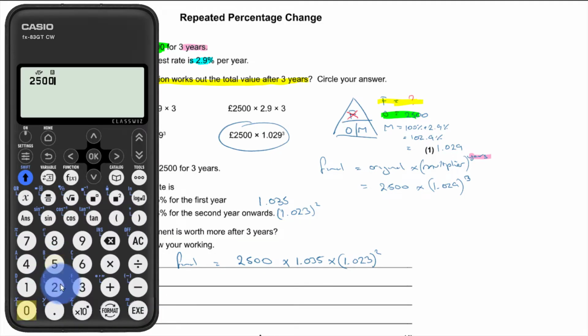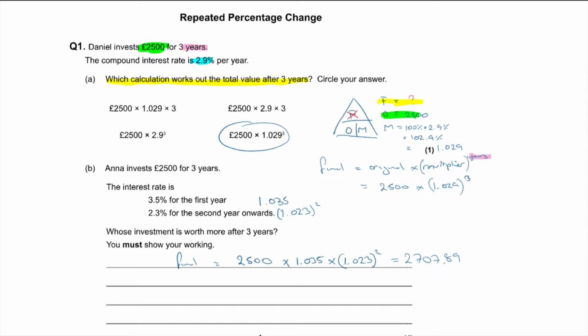Okay, right, so then just tapping that into the old calculator. 2500 times 1.035 times 1.023 squared. I make that 2,707.89. Okay, so that's Anna's amount.